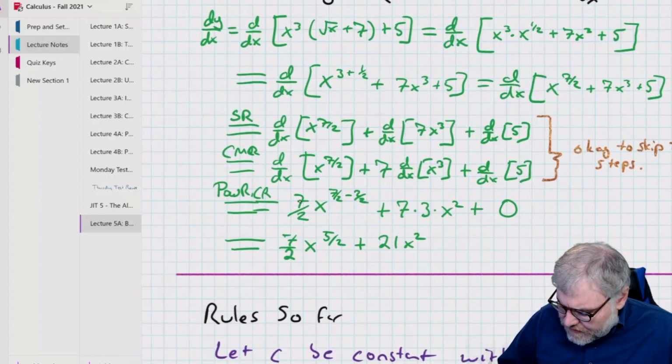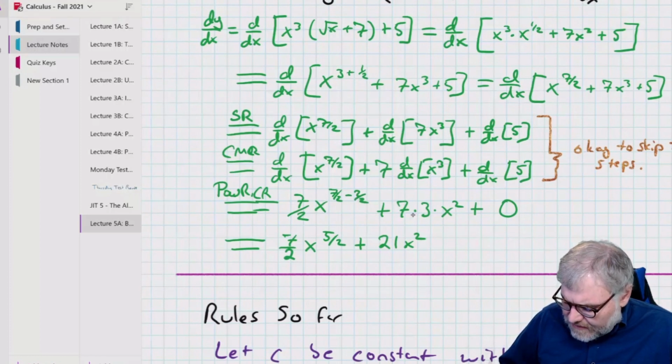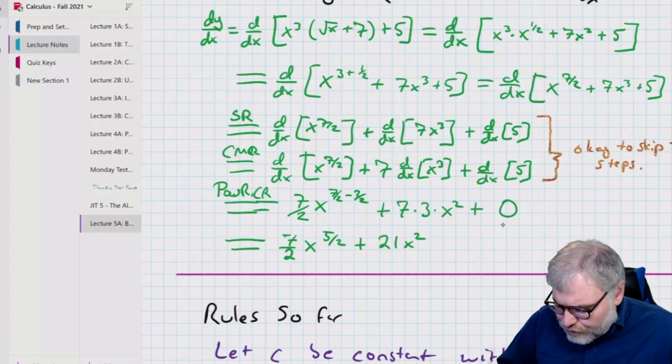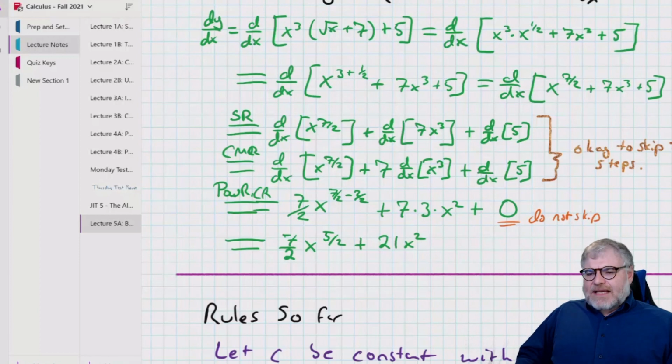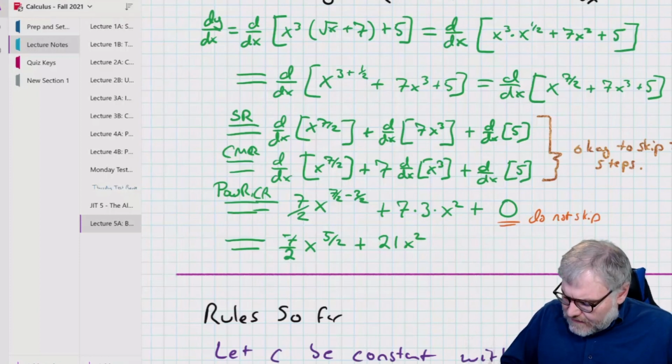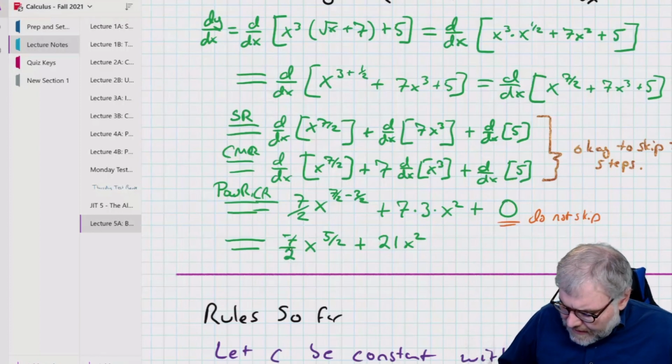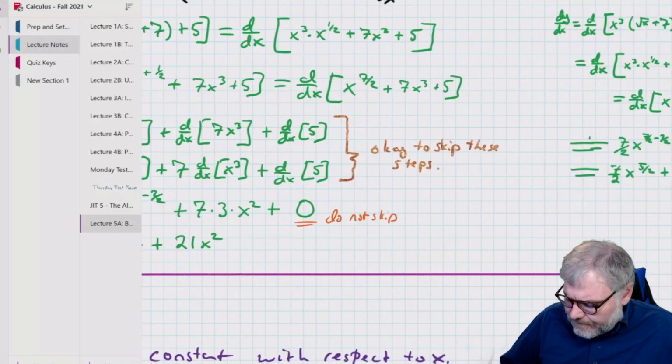Okay, so now I'm going to do 7/2 x to the 7/2 minus 2 over 2 plus 7 times 3x squared, right? Because I pulled down the 3 in front and I got an x squared there. And then this 0, that thing just hangs out. Do not skip that. Do not skip the idea of adding the derivative of this 5 becoming that 0. So what I'm going to wind up with is 7/2 x to the 5/2 plus 21x squared.